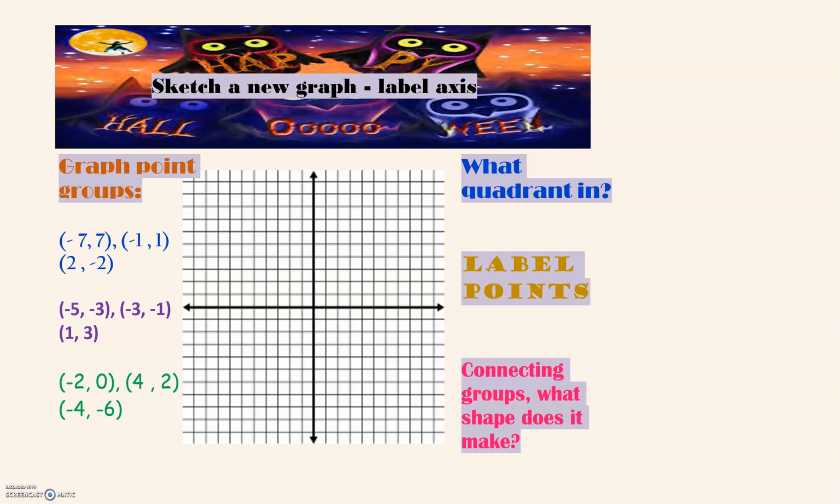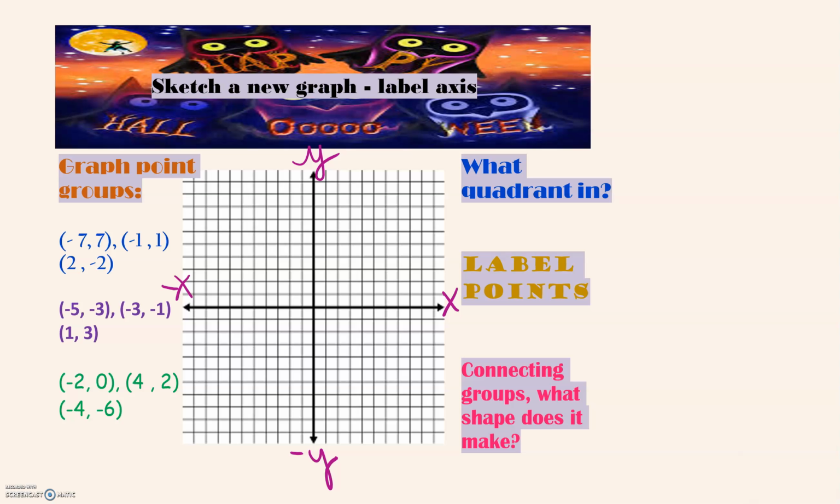The very first thing you're going to do is sketch a new graph. If you've got graphing paper, that makes it easy. Make sure that you always, can I emphasize that enough? Always label your axes. So we're going to do that first. Y, X, negative Y, negative X.